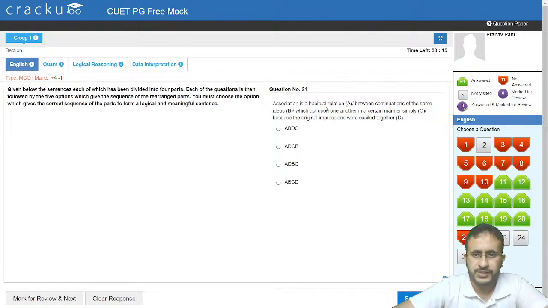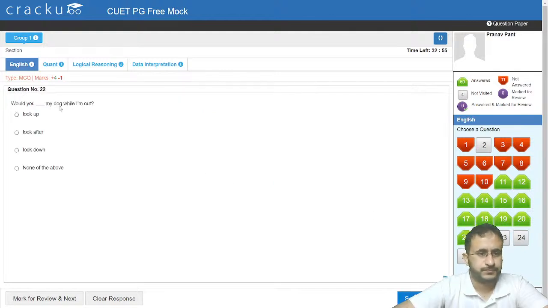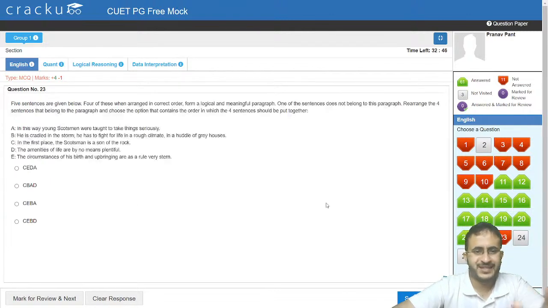Association is a habitual relation between ideas, a relation between continuations of the same ideas which act upon one another in a certain manner simply because of the original. So this looks like the correct order. So ABCD looks in the correct order. Would you dash my dog while I'm out? So that is look after. Look after means to take care of someone. So easy ones. Except for RC, the rest of the paper is quite easy.